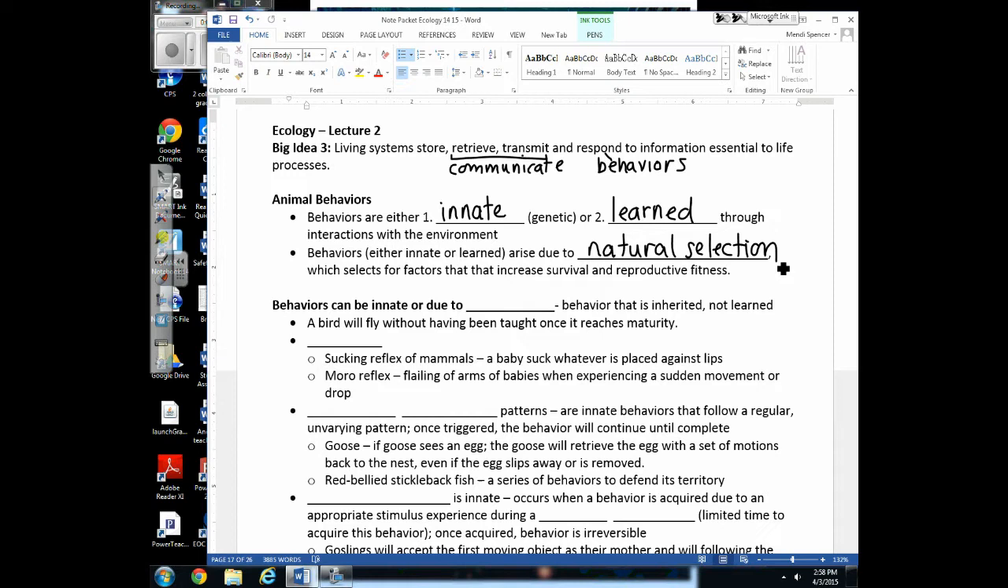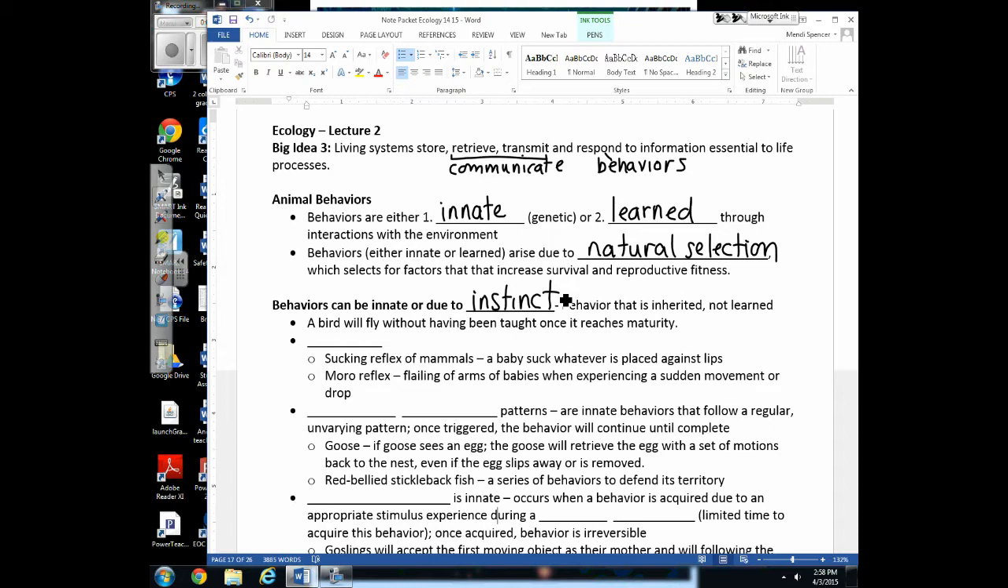Another way to say an innate behavior is to say instinct. So here's some examples of behaviors that are just due to instinct. If you have a bird that is not around other birds, once it reaches maturity, it can fly even though it doesn't have another bird to teach it how to do it. So that's just an innate behavior.